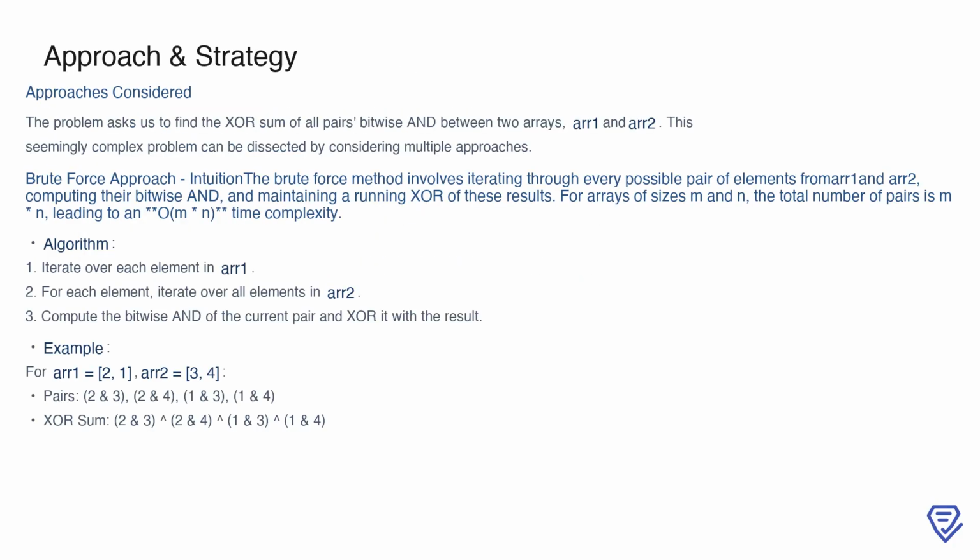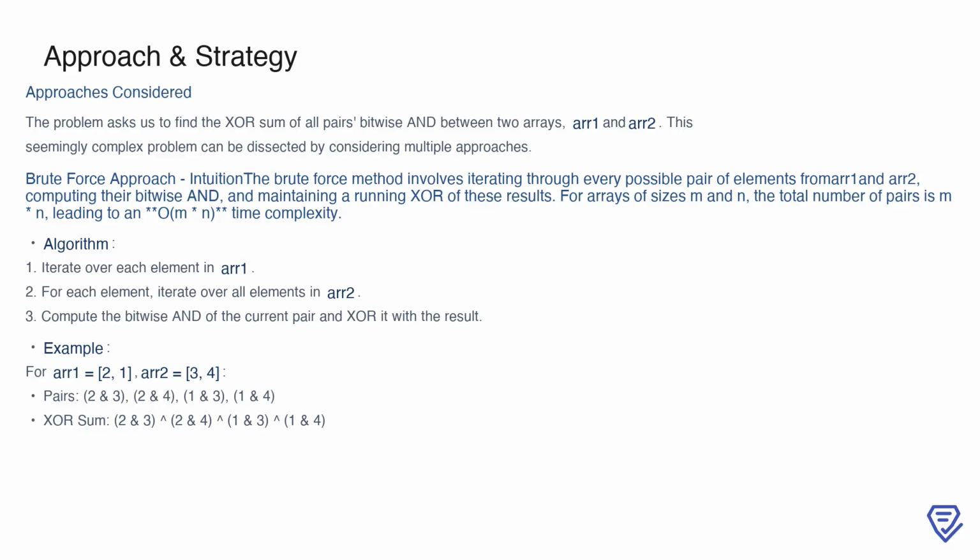To solve the problem of finding the XOR sum of all pairs bitwise AND between two arrays, we can consider several approaches. The most straightforward one is the brute force method. Here, the intuition is simple. We iterate through every possible pair of elements from the two arrays, compute their bitwise AND, and maintain a running XOR of all these results.